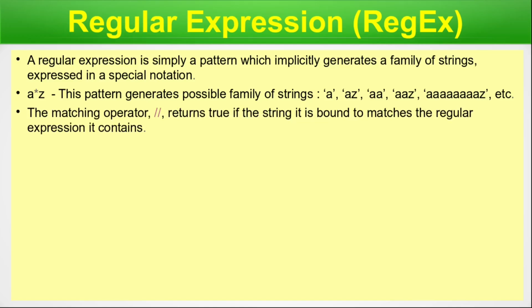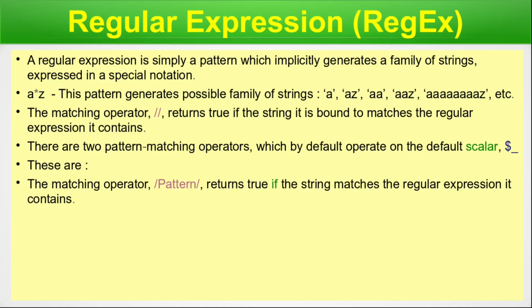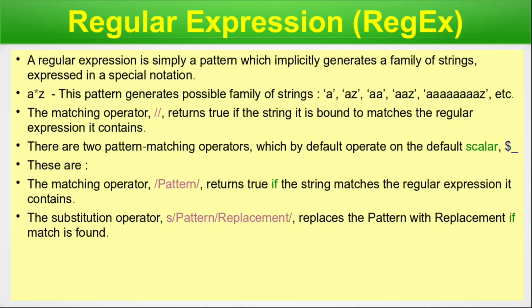The matching operator, that is the slash, returns true if the string it bounds matches with the regular expression that it contains. So we'll see later on. There are two pattern matching operators which are by default scalar and $_. These are the pattern matching operator, that is a pattern within slashes, which returns true if the string matches with the regular expression which it contains, and the substitution operator, that is s slash pattern slash replacement slash, which replaces the pattern with the replacement if the match is found. So all these operators are operating on strings, so that's why we touched base on the string variables.